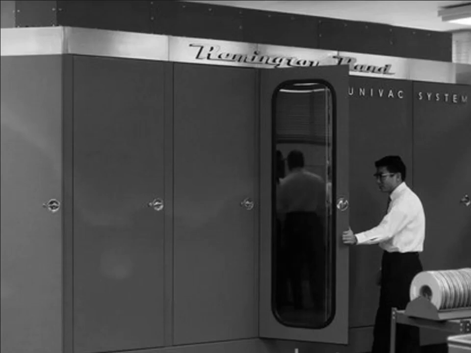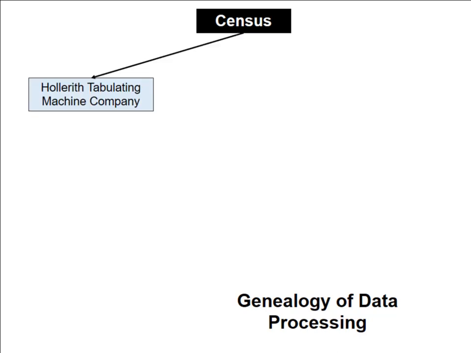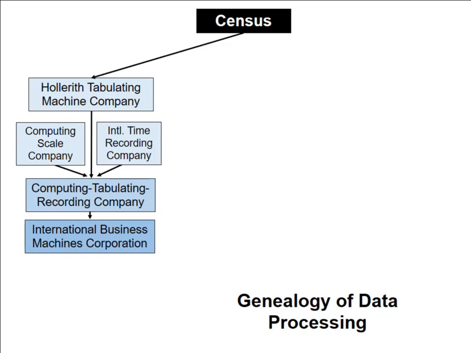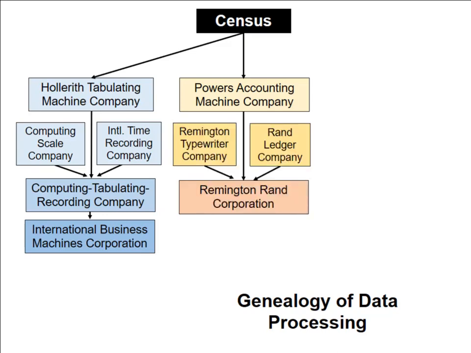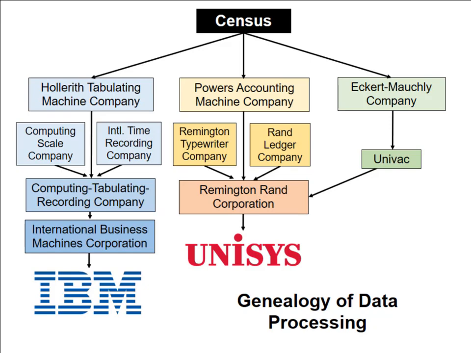And by that time, Eckert Mauchly had been bought by Remington Rand. And so this is all getting complicated. So in the beginning, there was the census. The census begat the Hollerith Tabulating Machine Company, which merged with a couple of other companies to make the Computing Tabulating Recording Company, and that became renamed the International Business Machines Corporation. Then the census begat the Powers Accounting Machine Company, which merged with two other companies to become Remington Rand, and then the census provided the funds for the Eckert Mauchly startup, which created UNIVAC, which was bought by Remington Rand. So that's what happened.